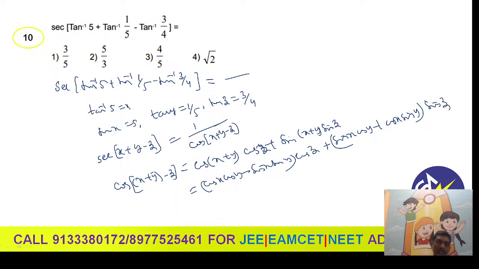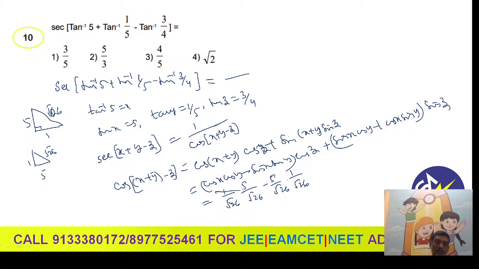So already tan x is equal to 5. Opposite 5, adjacent 1, hypotenuse root 26. So here cos x is required. Cos x is 1 by root 26 into cos y. What is cos y? Opposite 1, adjacent is 5, hypotenuse is root 26. Cos y is 5 by root 26, minus sin x, 5 by root 26, into sin y, 1 by root 26.